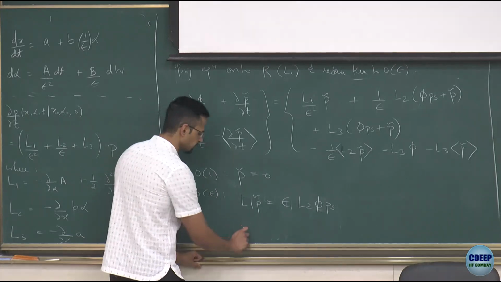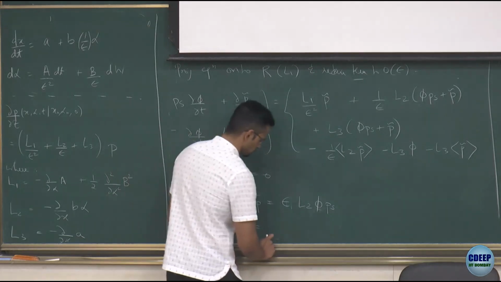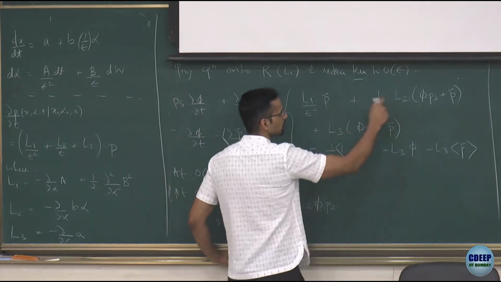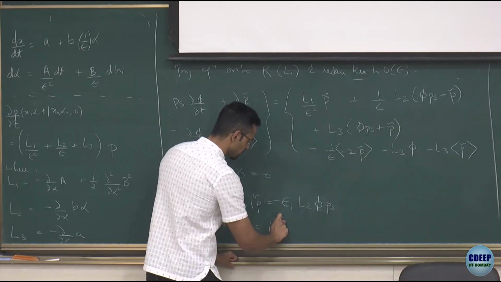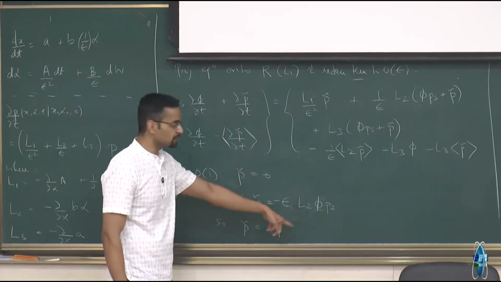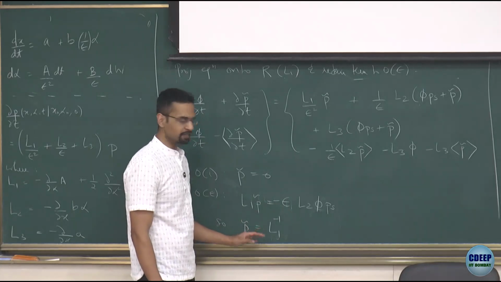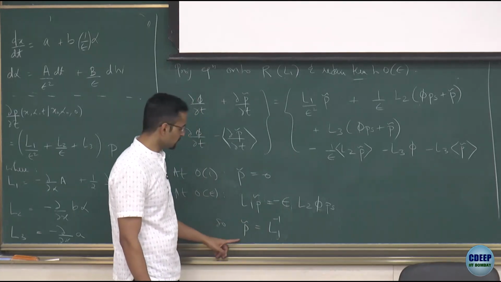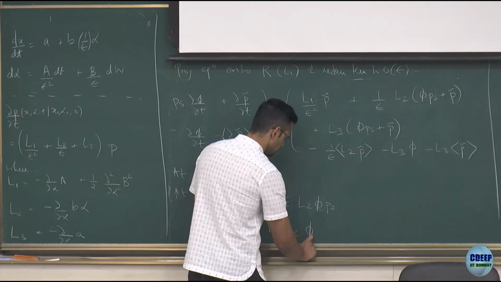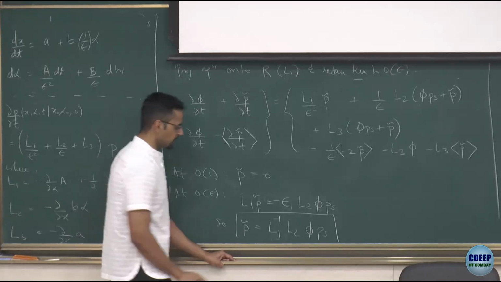So now formally at least I can write my solution. Sorry, there should be a minus sign here, because this is equal to minus that. And so I can write P tilde as L1 inverse. L1 is an operator. Presume that I can find its inverse, because this lies in the range, so I can invert it. I don't know what the L1 inverse is yet; I have to find it. But if I know it, I can write formally the solution as P tilde is equal to the inverse operator, L1 inverse, acting on L2 phi PS. So I have solved at leading order.